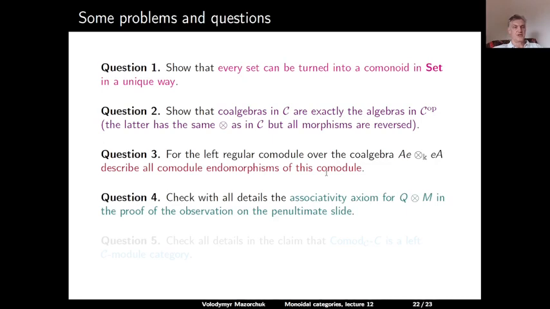Question 4, check with all detail the associativity axiom for Q tensor M in the proof of the observation on the penultimate slide. And question 5, check all details in the claims that the category of right comodules over C is a left C module category. So the category of all right comodules over some coalgebra is a left module category over the original monoidal category.